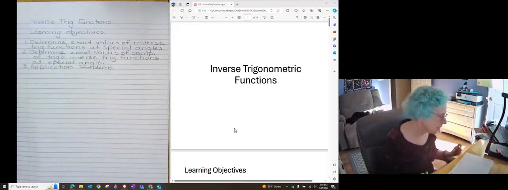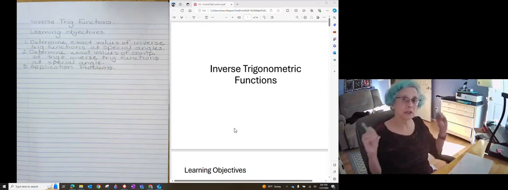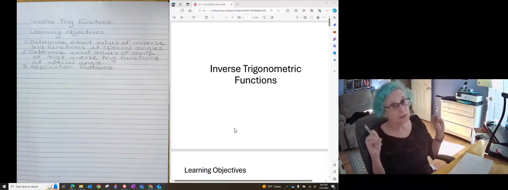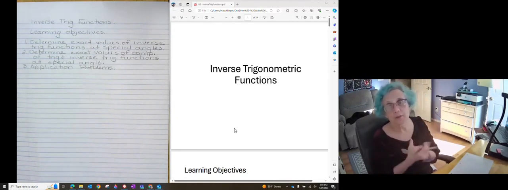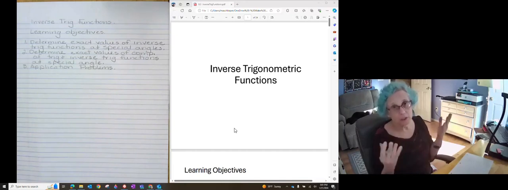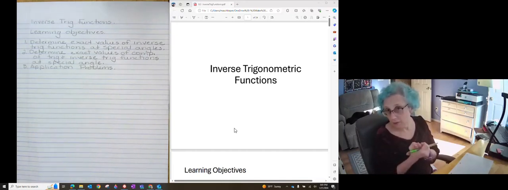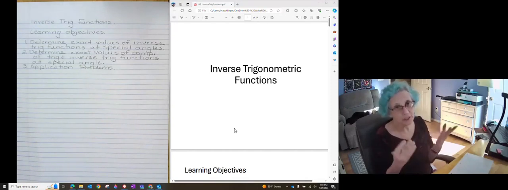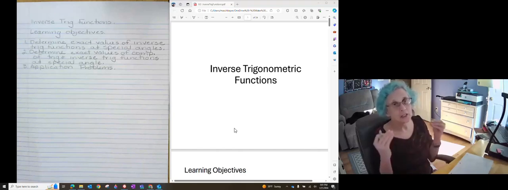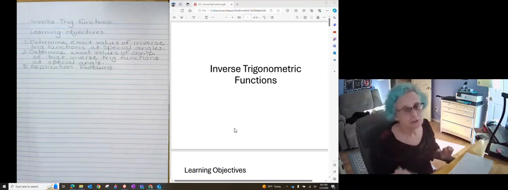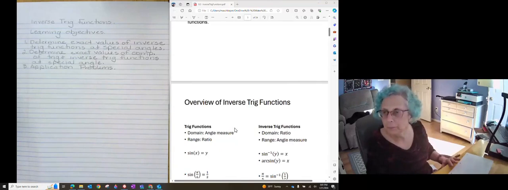Determine exact values of composition of trig and inverse trig, which isn't always as straightforward as it looks, and work on some application problems, which sometimes you'll need your calculator to solve. Those won't be on your test. If they're on your test, special angles. So you're going to learn that unit circle really well.